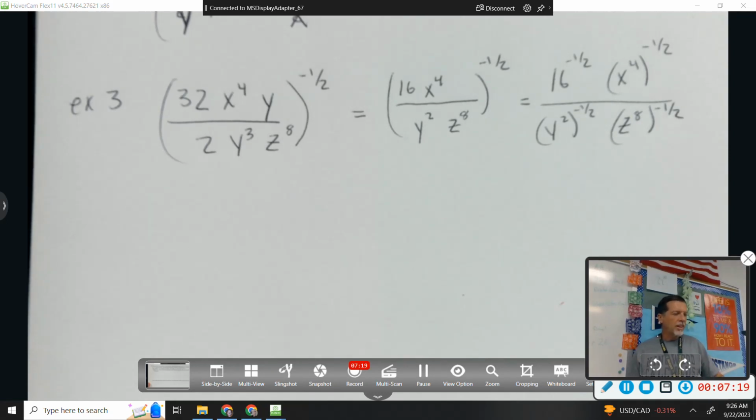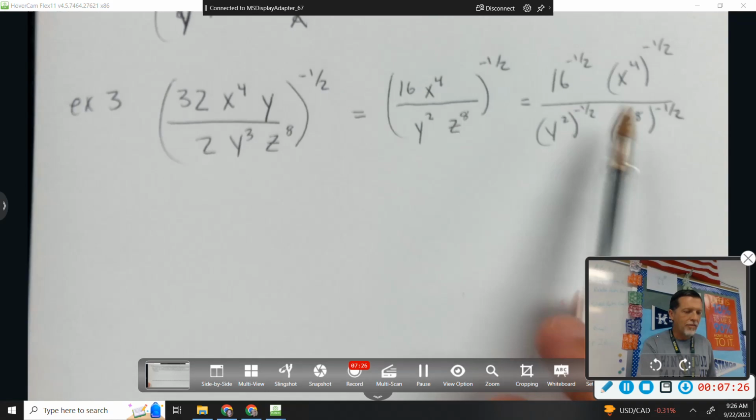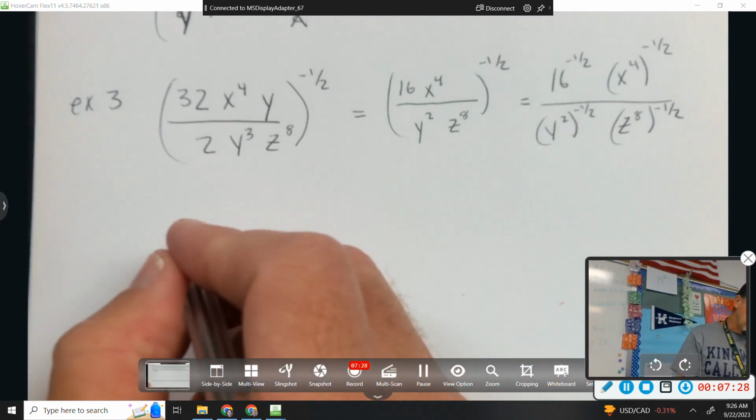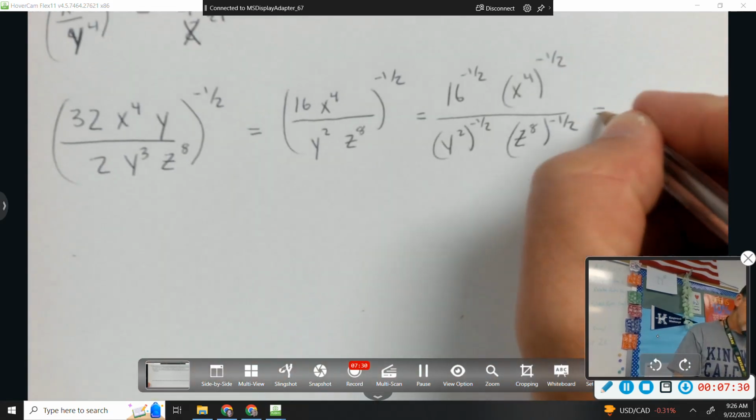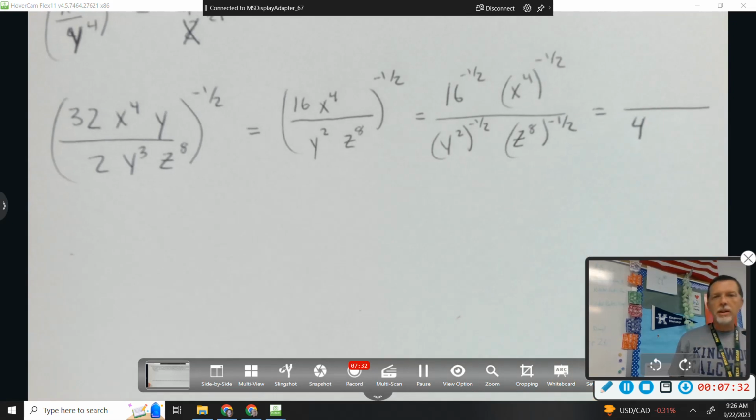All right, 16 to the negative 1/2. What's that do? Where's that go? Yeah, 4 in the bottom. So the 1/2 is the square root. The negative flips it over. So that puts a 4 in the bottom.